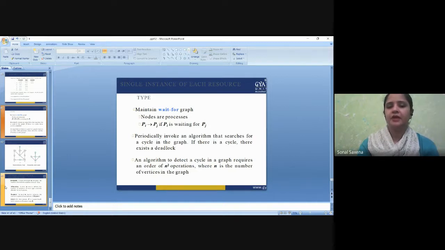So what will happen if we have a single instance of each resource? In this case, we need to maintain a wait for graph where the nodes are processes, like from Pi to Pj, if Pi is waiting for a Pj process to grant the resources. So in this case, we can periodically invoke an algorithm that searches for a cycle in the graph. Now if there is a cycle, there exists a deadlock. An algorithm to detect a cycle in a graph requires an order of n square operations, where n is the number of vertices in the graph.